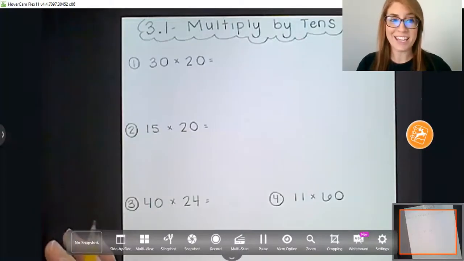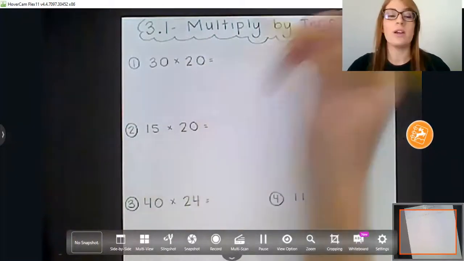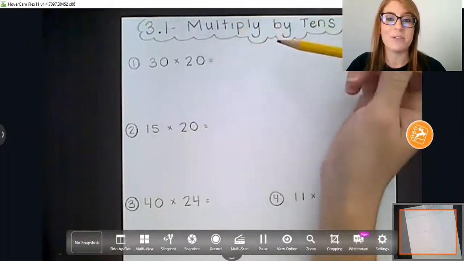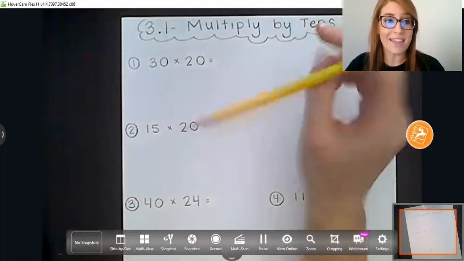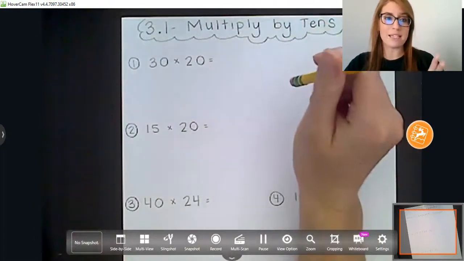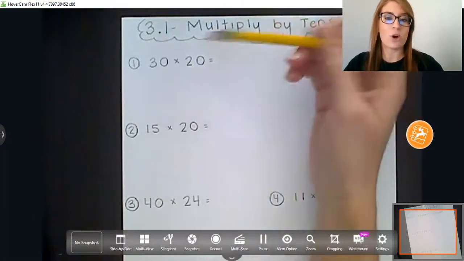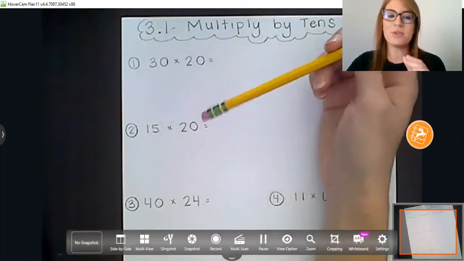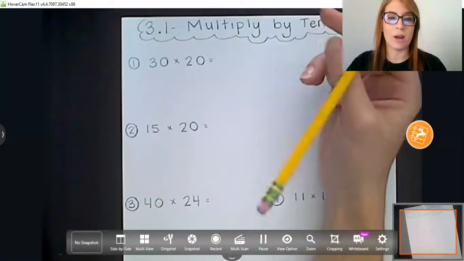All right, guys, into a new chapter already. I know you guys did awesome on your chapter 2 test yesterday, so we are ready to jump right into chapter 3. All right, today we're talking about multiplying by tens. Now, we've already done that a little bit when we used our basic facts to multiply back in chapter 2. So we're going to be doing a little bit of that today, but there's just a slight twist to it. But don't worry, y'all are all super smart, so you're going to do great, I promise.